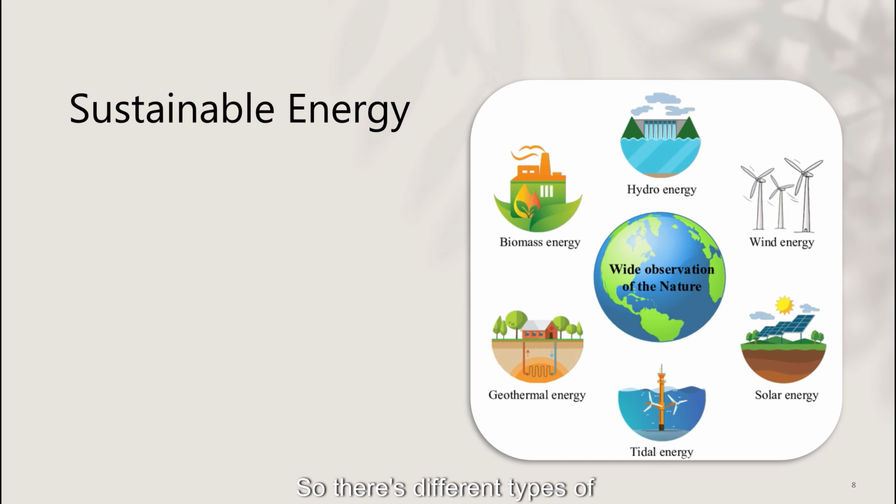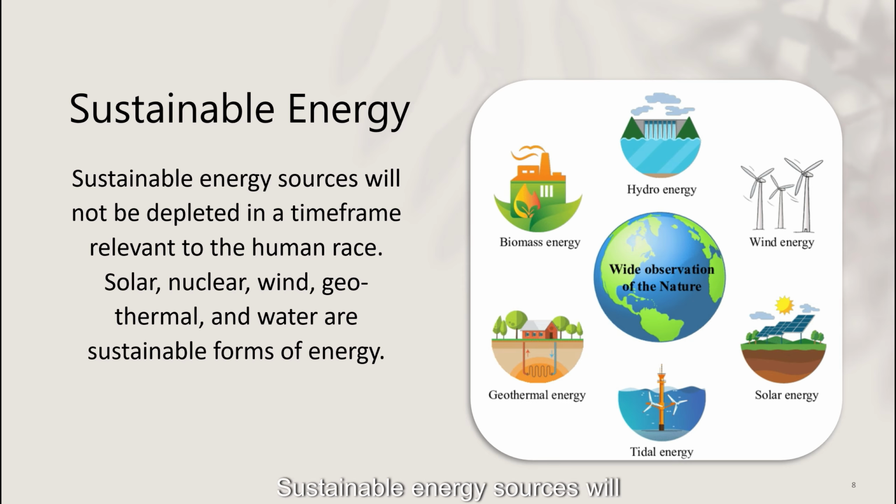So let's get into sustainable energy, right? So there's different types of sustainable energy that we do have, right? But first off, what is it? Sustainable energy sources will not be depleted in a time frame relevant to the human race. Solar, nuclear, wind, geothermal, and water are sustainable forms of energy. Basically, what it means is that, hey, we almost have an endless supply of this type of energy, right? The wind's never going to go away. We're not going to stop the wind. We're not going to stop the sun. We're not going to stop the water from moving, right? We can try, we can do different things. However, we're always going to continue to have this type of energy that we can utilize, right?